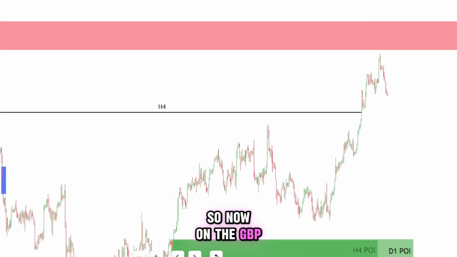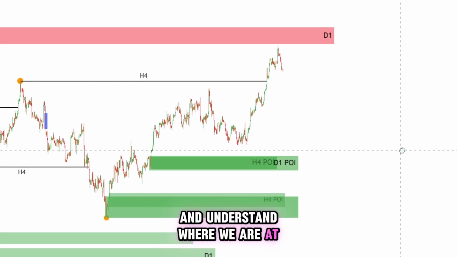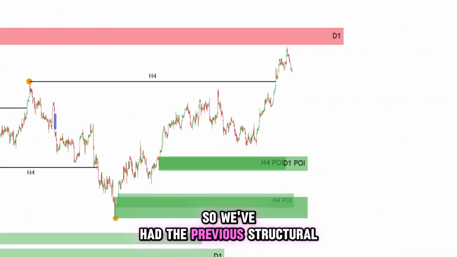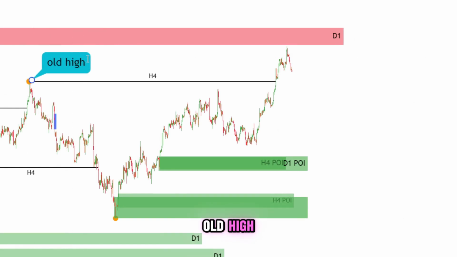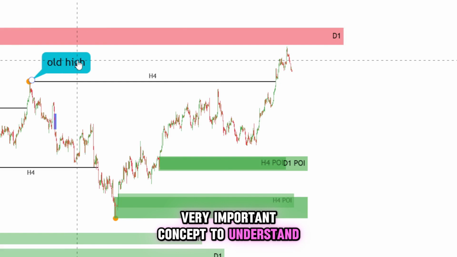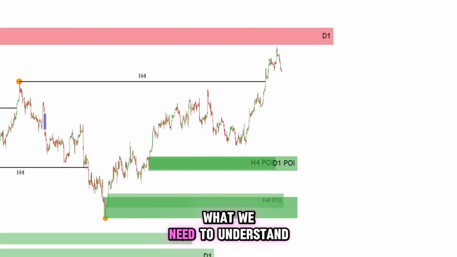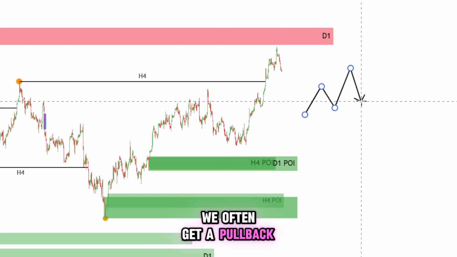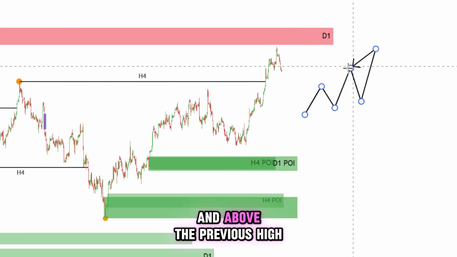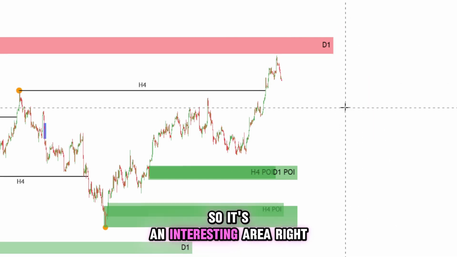Now on the GBP/USD, cable, let's zoom out and understand where we are in price. We've had the previous structural high, the 4-hour previous high over here. This is what we call an old high, a very important concept to understand. Now that we have broken the previous 4-hour high, what we need to understand is that whenever we have an uptrend and we break a previous high, we often get a pullback, and then we break a previous high and above the previous high we get a pullback. This is exactly where we are in price now. So it's an interesting area.